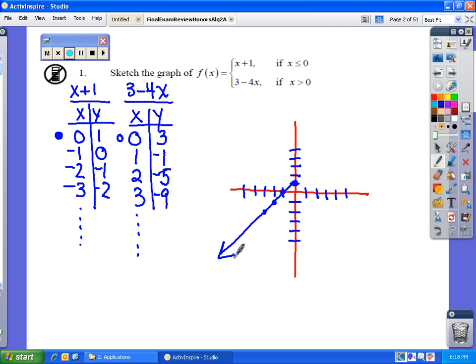For the other piece of the function, remember we have an open endpoint at 0, 3, another point at 1, negative 1, 2, negative 5, and so on. And there's our piecewise function.